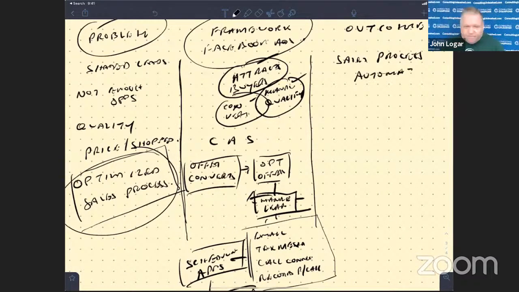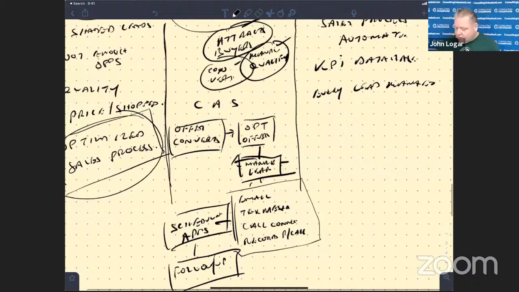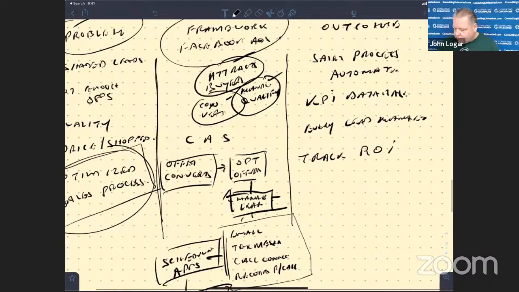We would actually have KPIs. We have a database. Every lead is managed. We have the ability to track ROI. We also now have automated follow-up. So we have conversion systems.